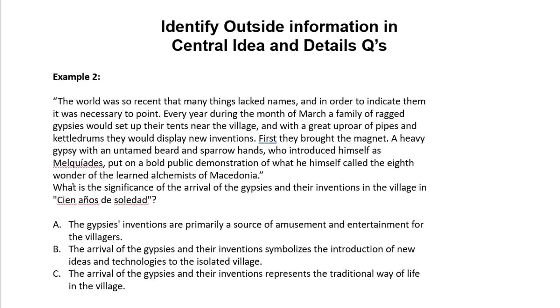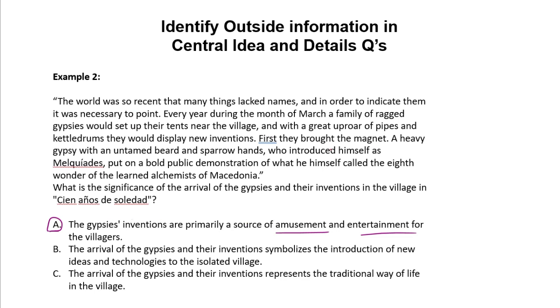The question here is, what is the significance of the arrival of the gypsies and their inventions in the village in Cien Años de Soledad? Now, when you read this text, you will notice that answer choice A contains outside information. It says the gypsies' inventions are primarily a source of amusement and entertainment for the villagers. But when you read this text, it nowhere talks about amusement and entertainment for the villagers.